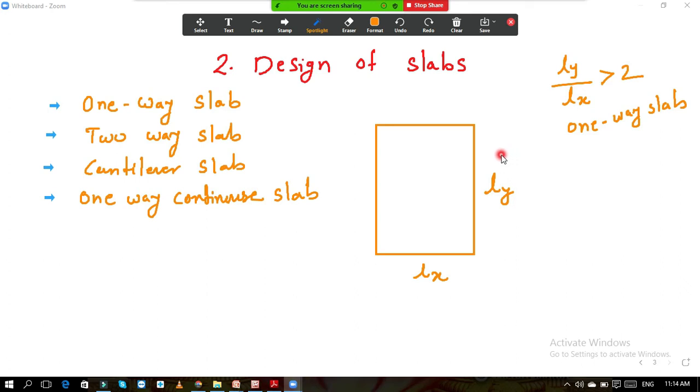Now this is the slab. Now see, if you look at the loading of this slab, the beams are provided over here. I will give the names. Suppose here is beam number 1, here is beam number 2, here is beam number 3, here is beam number 4. So beams like these will be below the slab.